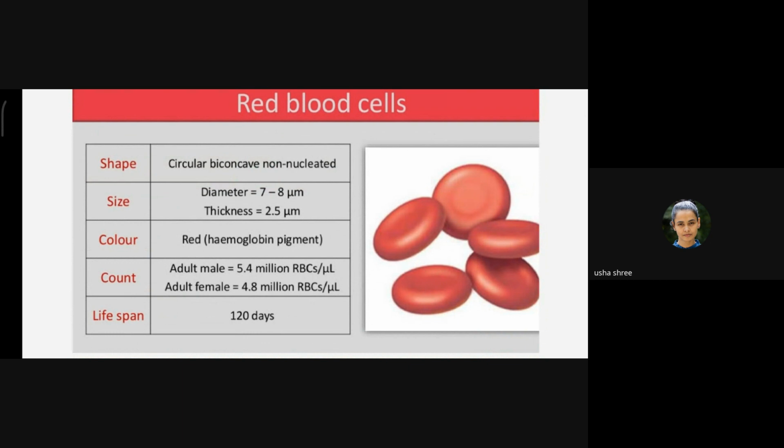This is a very important question. What is the shape of red blood cell? It is circular and biconcave, non-nucleated. Very important question. It is circular and biconcave, means they are concave from both sides.